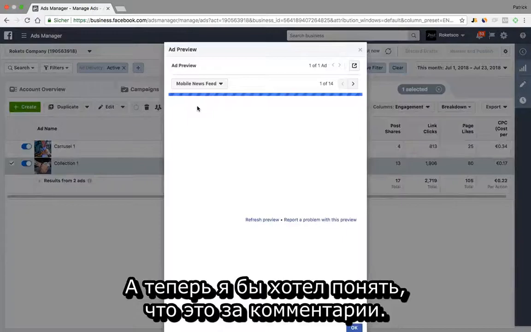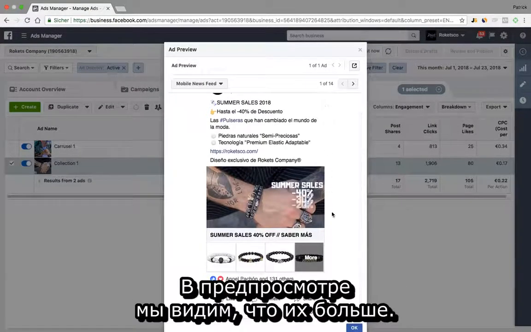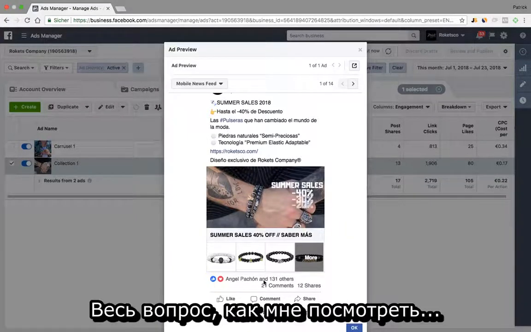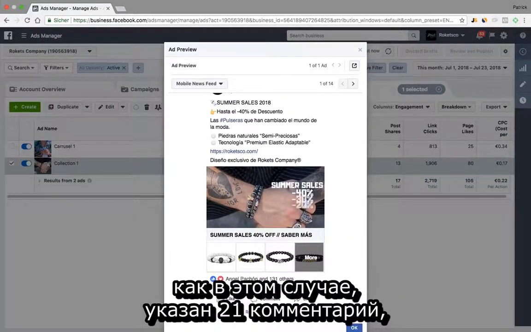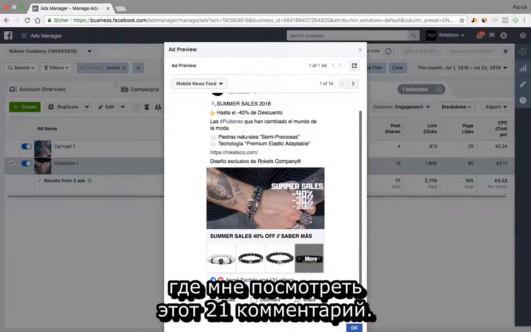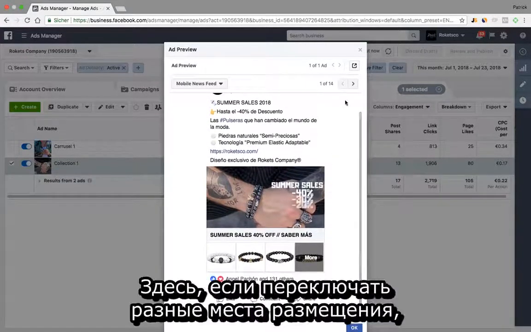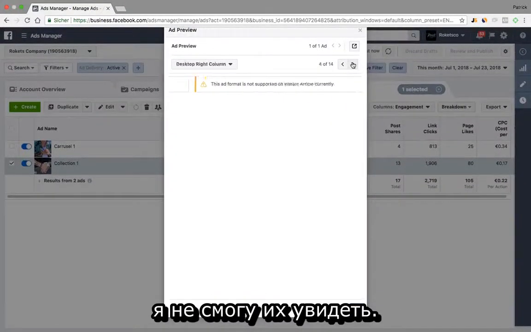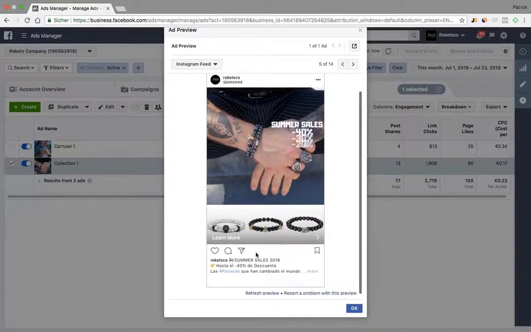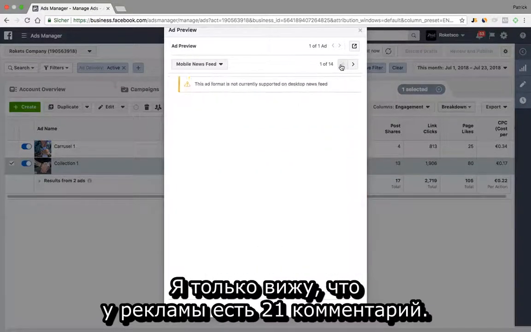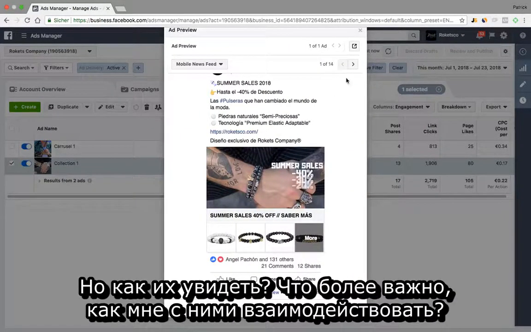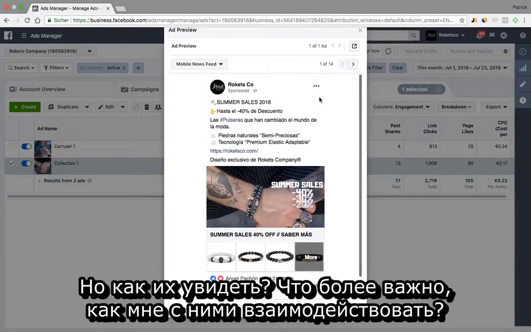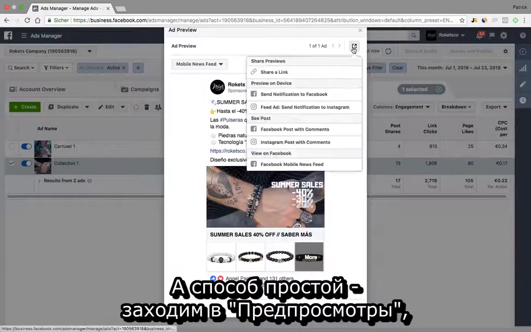And now I would like to see which kind of comments. In the preview, it even says more, okay? The question is, where do I see, like in this specific case, it even says 21, where do I see those 21 comments? Like here, if I switch between the different placements, I cannot see them, you know? I can only see that it has received those 21 comments, but where do I see it actually, and, more important, where can I even adjust them? Okay, and the way to do it is here.